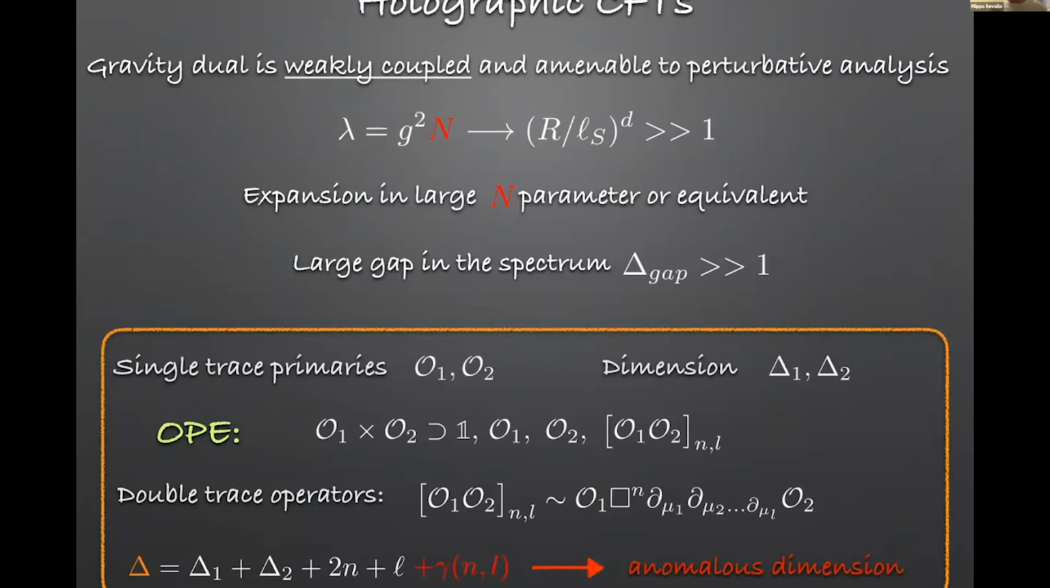In particular, an important distinction will be between the operators made out of identical single trace operators and different ones. And of course, they will be characterized by conformal dimension and anomalous dimension.